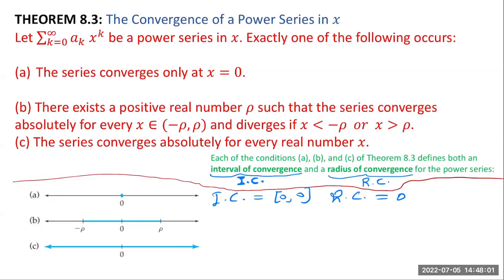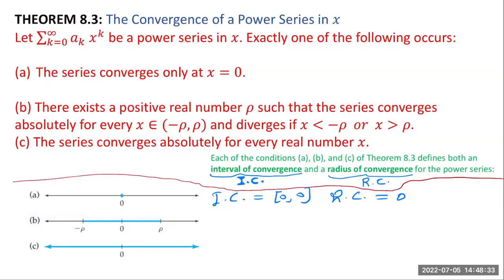What about the second case? In the second scenario, we have a positive real number rho such that the series converges absolutely for all x in this interval, minus rho to rho. Let's say this is your positive real number rho, and then minus rho is somewhere here, because 0 should be in the middle. What this tells you is that your power series converges absolutely for all values in this interval, and it diverges for all values outside that interval.